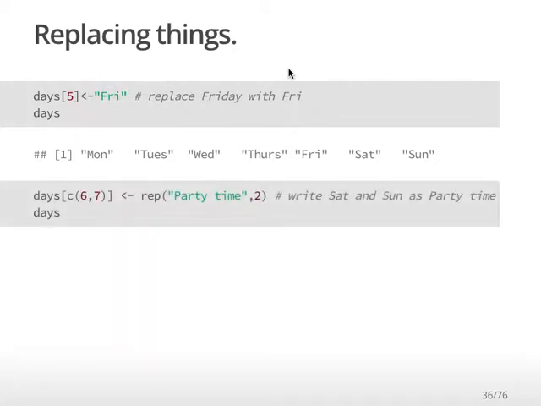We could also replace Saturday and Sunday with party time. We use rep to replicate something twice, so this will replicate party time twice. Then what should happen is that the 6th and 7th elements are replaced with party time. So, very basic programming commands on vectors.